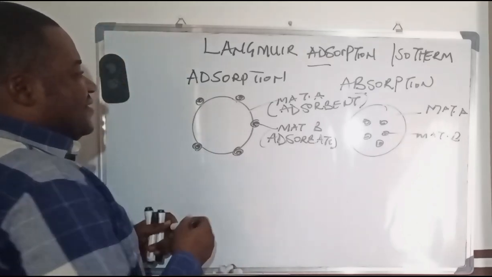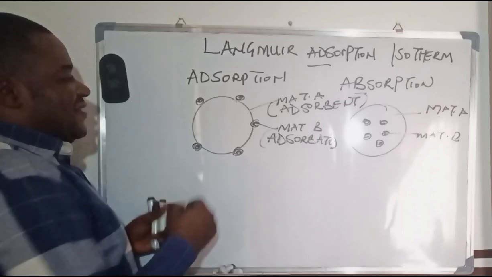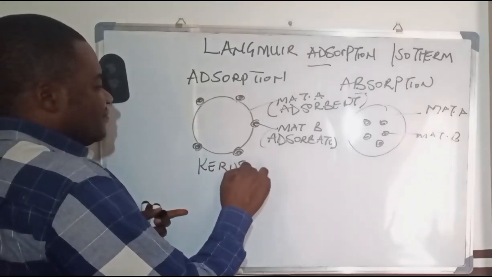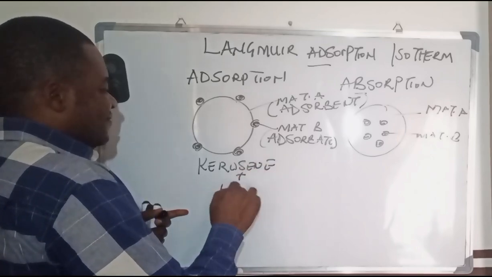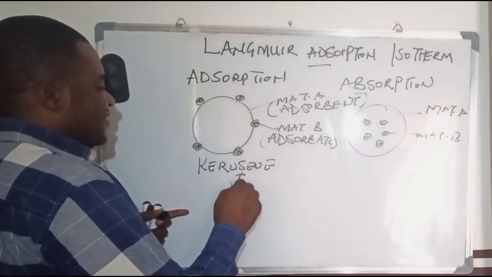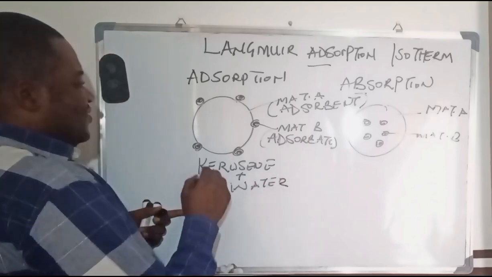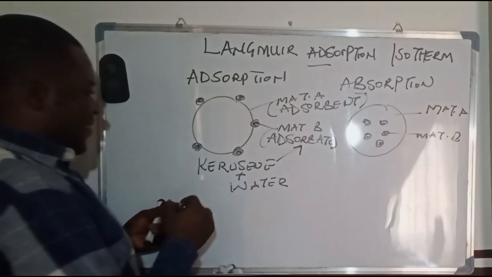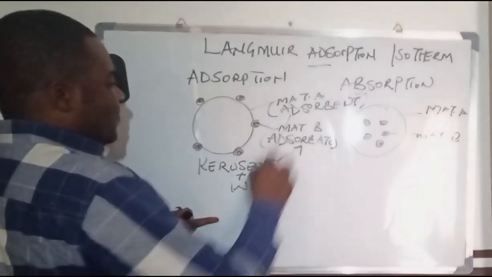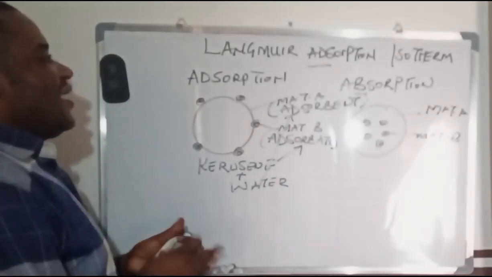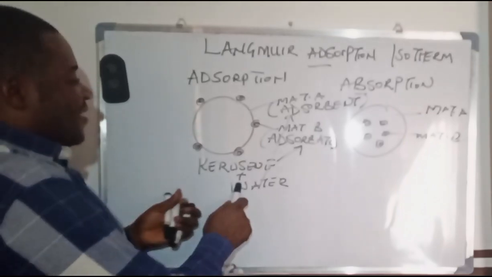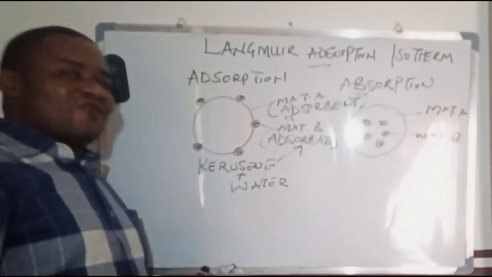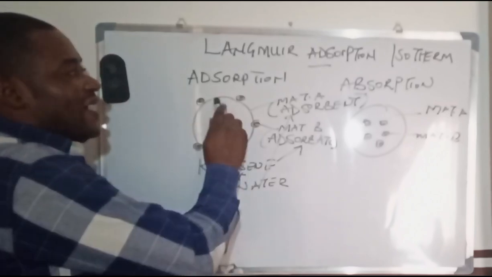Now in this case, it means that you could have something like kerosene and water. Sorry, I wanted to write kerosene and water. Okay, so this is of course your kerosene, your adsorbent, and this is your what? Your water, that is your absorbent. In this case, the kerosene particles or molecules are only found at the surface of the water. They are not absorbed to the core of the water, so that is adsorption.